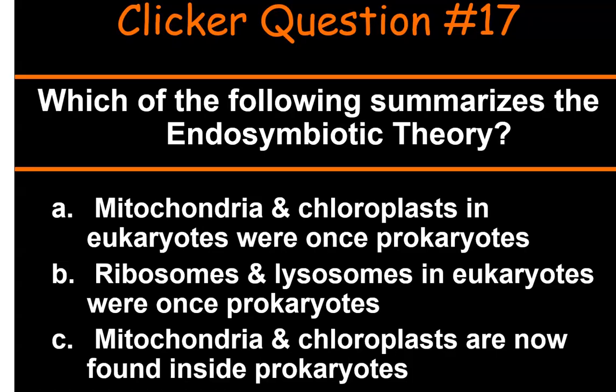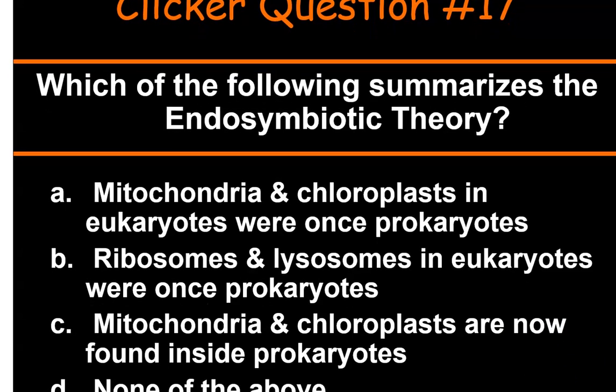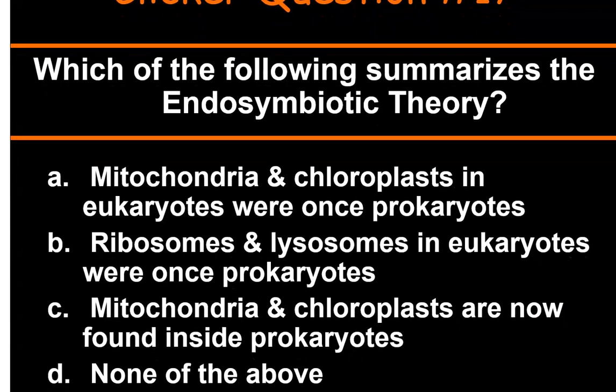We're going to just pause a minute and look at this question. And so it says, which of the following summarizes the endosymbiotic theory? A, mitochondria and chloroplasts in eukaryotes were once prokaryotes. B, ribosomes and lysosomes in eukaryotes were once prokaryotes. C, mitochondria and chloroplasts are now found inside prokaryotes, or D, none of the above.